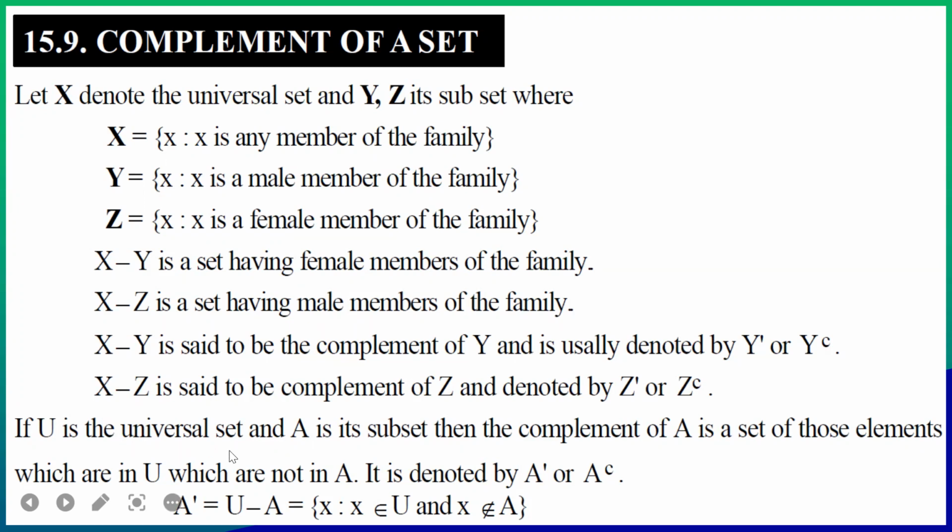If U is the universal set and A is its subset, then the complement of A is the set of those elements which are in U, okay, which are not in A. It is denoted by A complement or A raised to c. So when we say A complement, those are the elements that are not in A but are in the universal set. A complement is equal to the universal set minus A, because you remove all elements of A from the universal set. A complement is what is in the universal set but not in A.